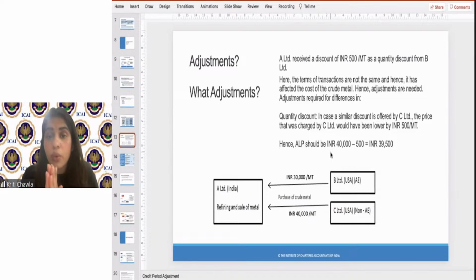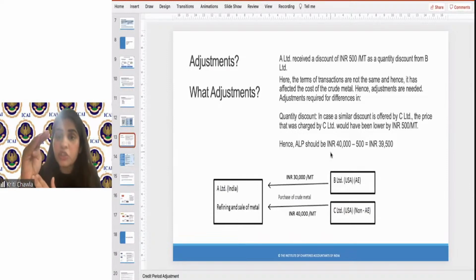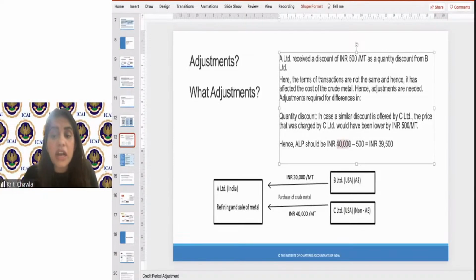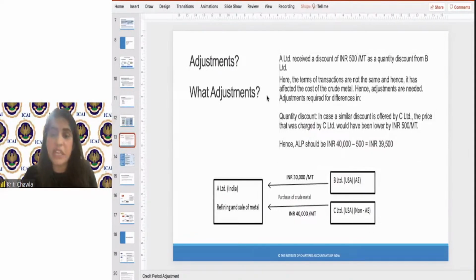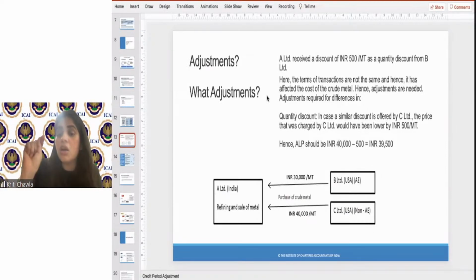If you need to solve a question from an examination point of view, relating to CUP, the starting point should be the independent party situation. So the starting point of solving a CUP question is to take the independent entity price. In this also, we took the independent entity price, which was 40,000 rupees, and then we adjusted it for all the adjustments provided in the question. So whenever there is a question relating to CUP, the starting point should be the comparable uncontrolled price, or the independent party price, and then you adjust it accordingly.